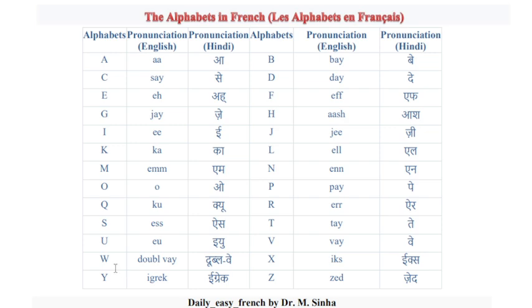The alphabet W is called W. Repeat again. W. Very good. The alphabet X is called X. Very good. The alphabet Y is called Y. Repeat again. Y. Very good. The alphabet Z is called Z. Very good. I am repeating again.